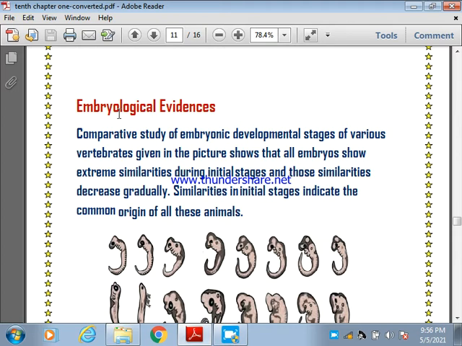Now, embryological evidence. A comparative study of the embryonic developmental stages of various vertebrates, given in the picture, shows that all embryos show extreme similarities during the initial stage, and those similarities decrease gradually. Similarities in the initial stage indicate the common origin of all these animals.